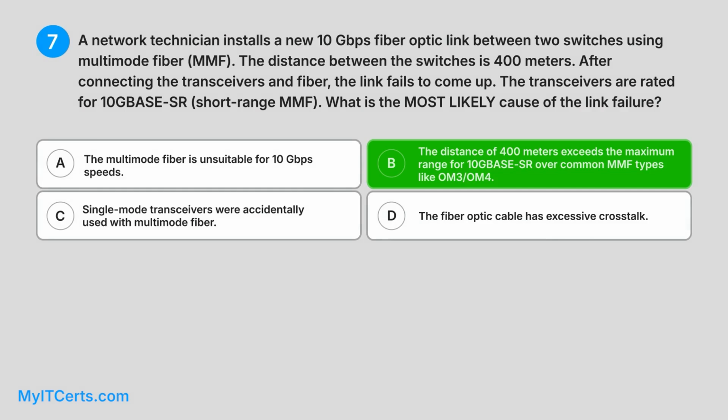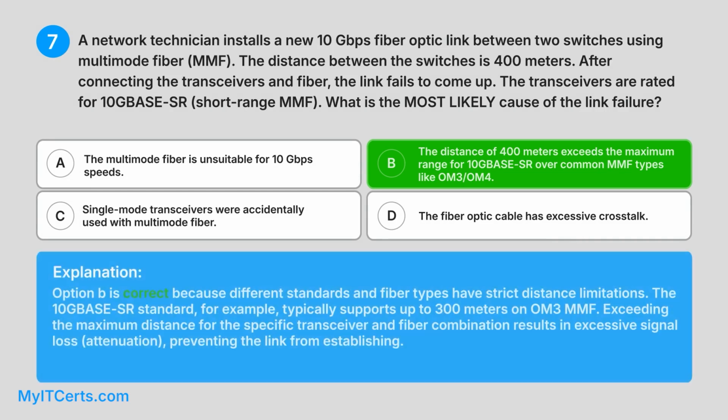Correct answer: B. The distance of 400 meters exceeds the maximum range for 10 Gbps SR over common MMF types like OM3/OM4. Explanation: Option B is correct because different standards and fiber types have strict distance limitations. The 10 Gbps SR standard, for example, typically supports up to 300 meters on OM3 MMF. Exceeding the maximum distance for the specific transceiver and fiber combination results in excessive signal loss, attenuation, preventing the link from establishing.